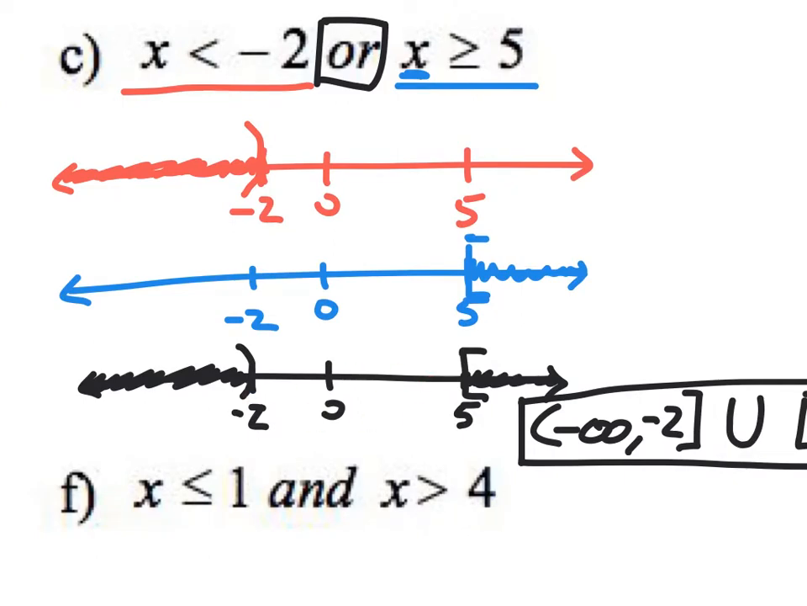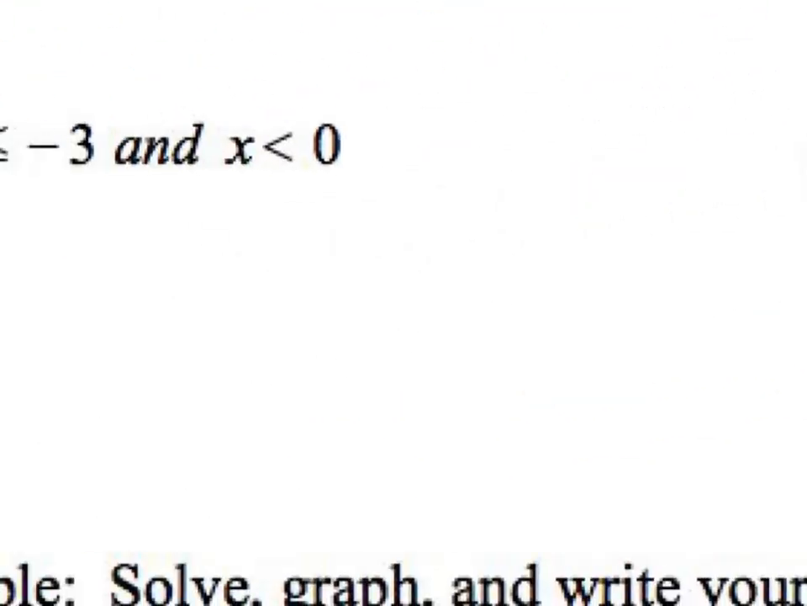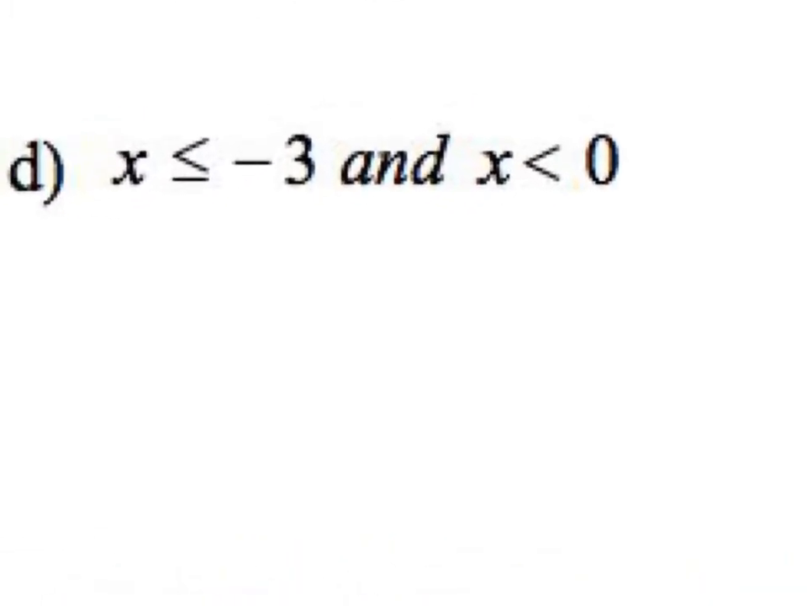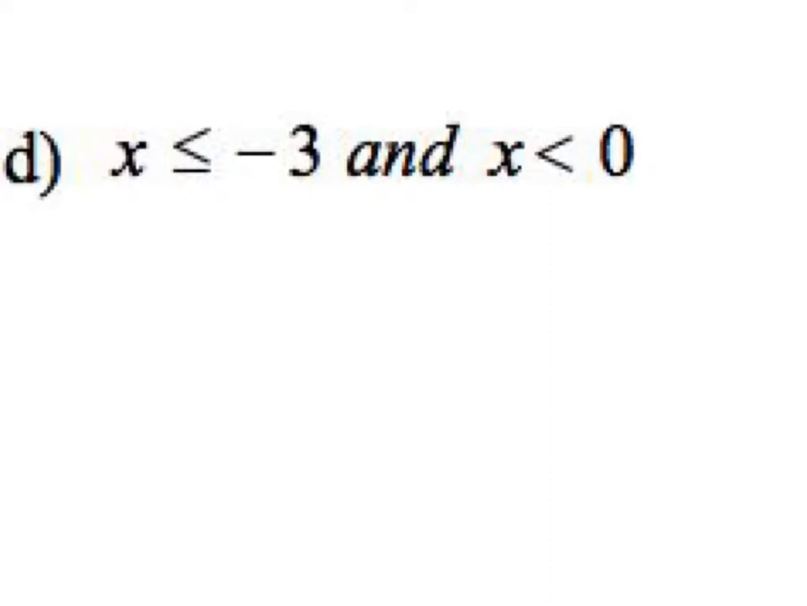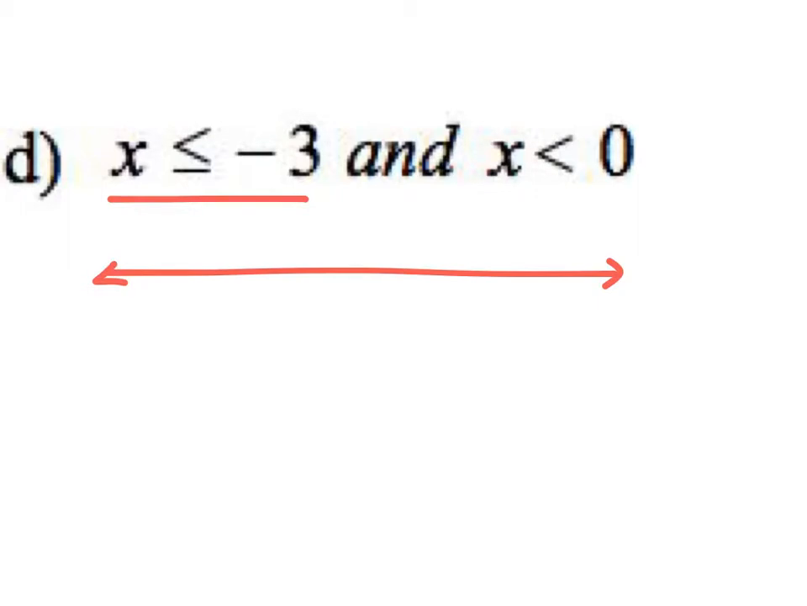Now let's do part D. Part D is all the way down here. We're going to do x is less than or equal to -3, and x is less than 0. So let's do this one in red. I'm going to do 0 and -3 over here. On this, all my values for x are going to be less than or equal to -3, so I'm going to put my bracket down, and we're going to shade to the left of -3.